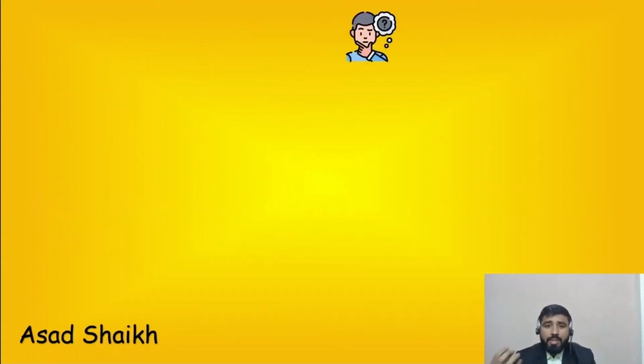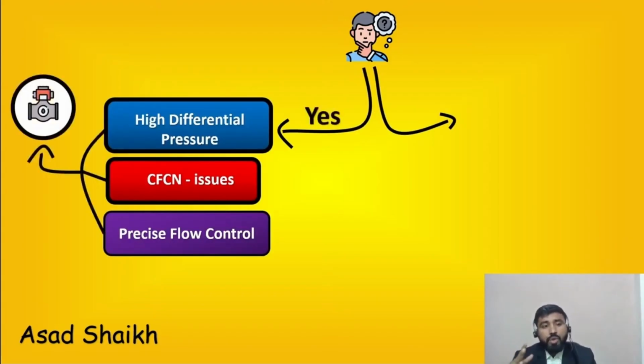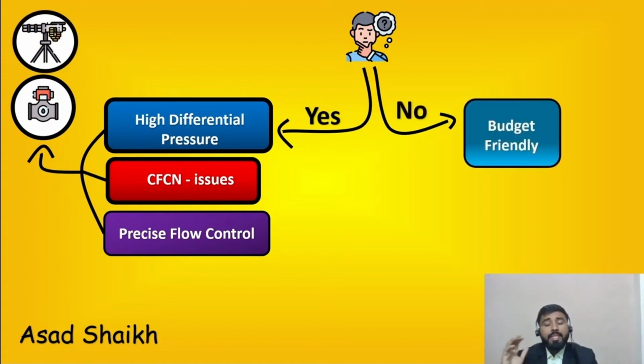So we'll make a quick summary. First, as an engineer, you will look at whether you have these three issues: cavitation, flashing, high differential pressure, or precise flow control. If the answer is yes, then you should look for a globe valve, which is your costliest option, but you have no choice as an engineer. If no, then you can look for some budget friendly options.